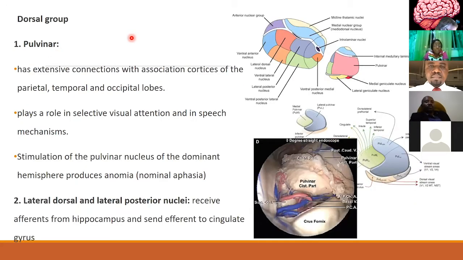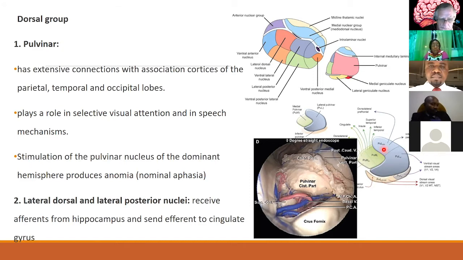Finally, talking about the dorsal group, which is made up of non-specific nuclei. We have the pulvinar as the largest of this dorsal group. The pulvinar has extensive connections with the association cortices of the parietal, temporal, and occipital lobes. It plays a role in selective visual attention and speech mechanism. Stimulation of the pulvinar nucleus of the dominant hemisphere produces anomia, also called nominal aphasia.